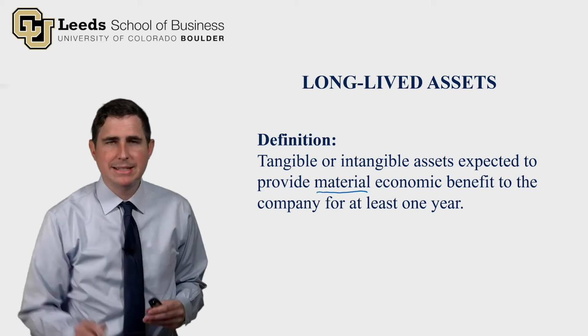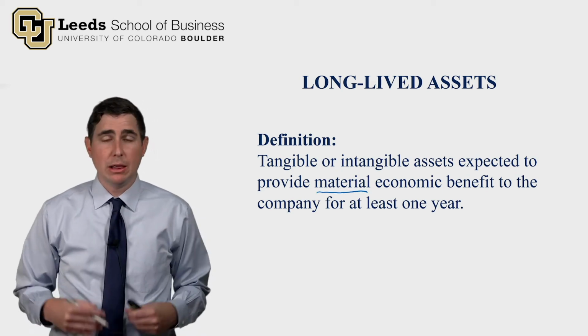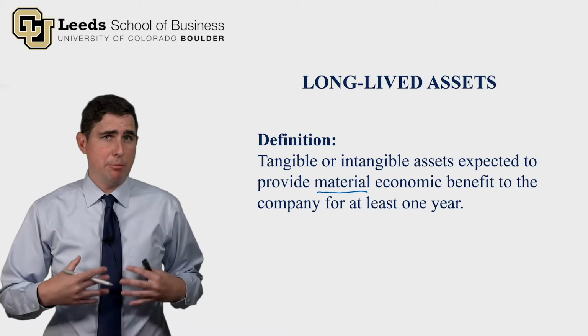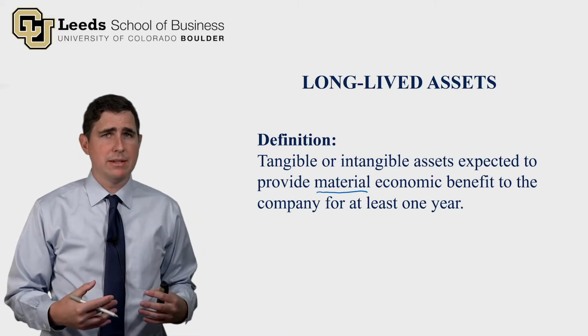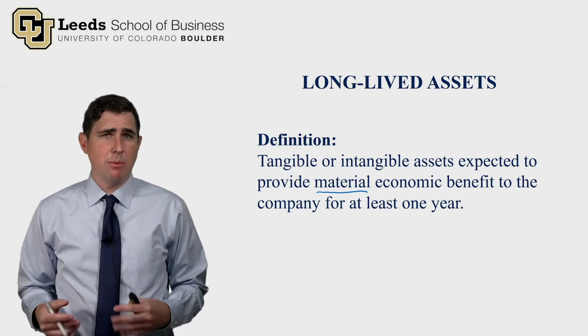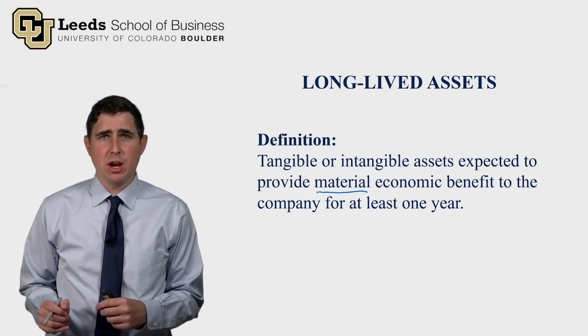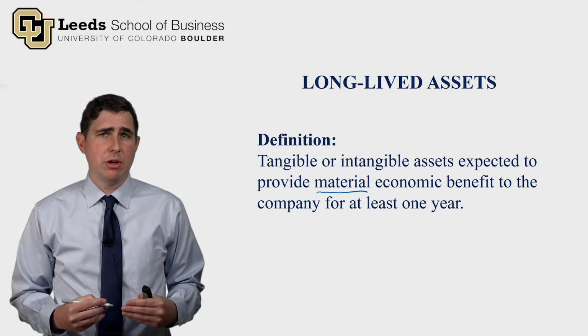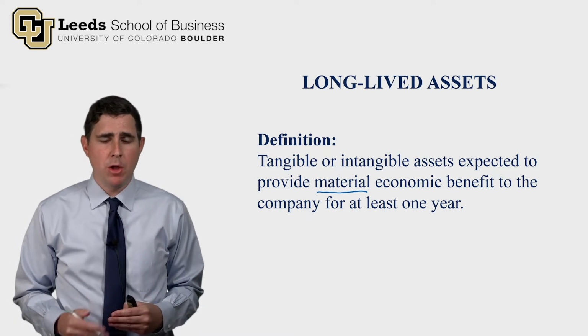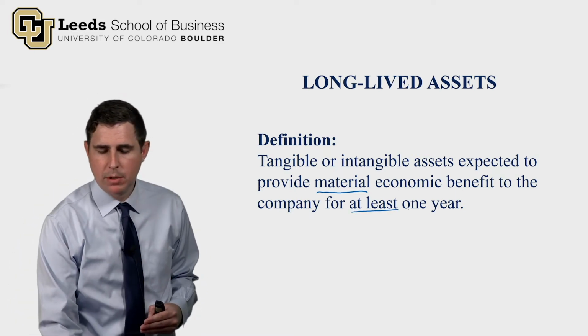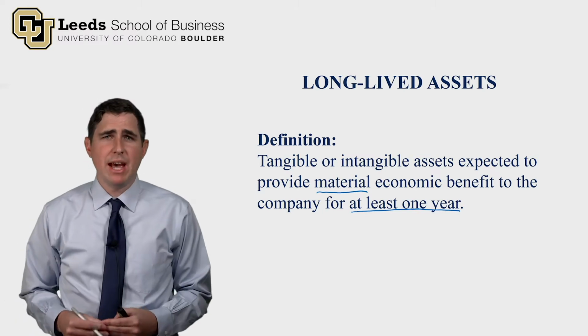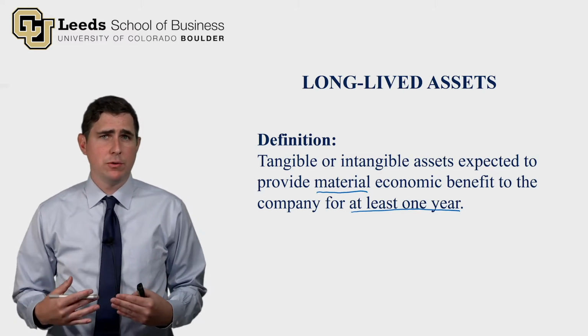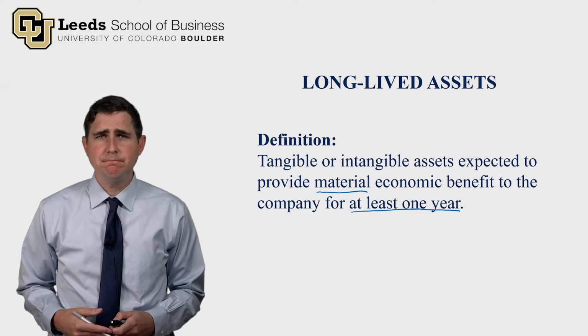Material is different for every company. Large companies, it has to be a pretty big asset before it qualifies as a long-lived asset. Smaller companies, even small things like chairs, qualify as long-lived assets. It has to have material economic benefit to the company for at least 1 year. So a long-lived asset has to have a useful life greater than a year.